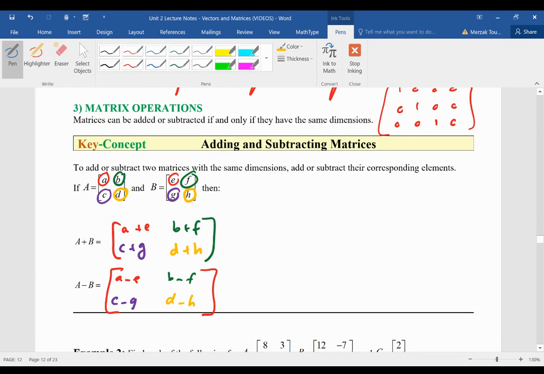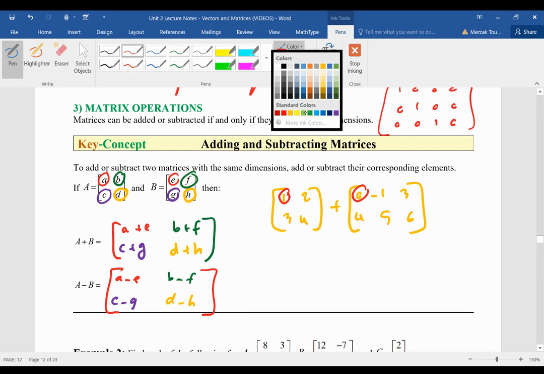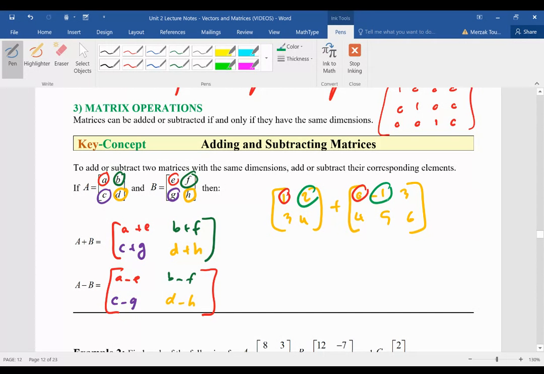Now, if the matrices don't have the same size, then we can't add them. Here's an example. Let's say we got 1, 2, 3, 4. That's one matrix, and then we try to add it to this matrix. Let's do 0, -1, 3, 4, 5, 6. Now, here's the problem. You add the 1 to 0, and then you add a 2 to a -1, and then you're stuck because you want to add what to 3. You don't have an element here.